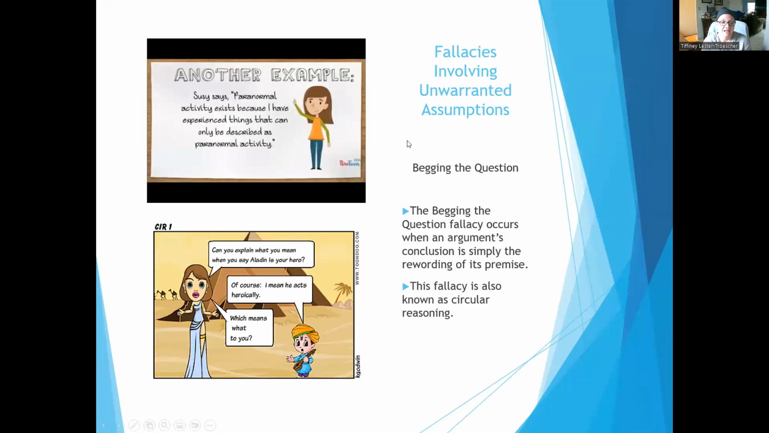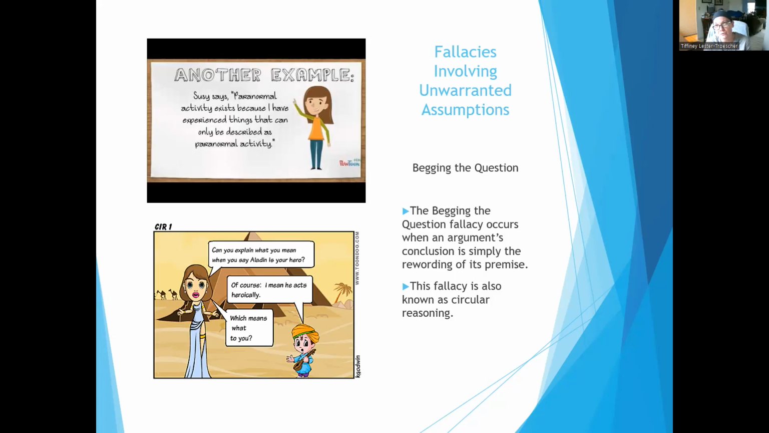So, begging the question. This is when an argument's conclusion is simply a rewording of its premise, also known as circular logic or circular reasoning. All right, so here's our example. Susie says, paranormal activity exists because I have experienced things that can only be described as paranormal activity. That's not really proof. You're not really supporting your claim. It's just rewording the claim. Or, can you explain what you mean when you say Aladdin is your hero? Of course. I mean, he acts heroically. Which means what to you? That he's a hero? Right?